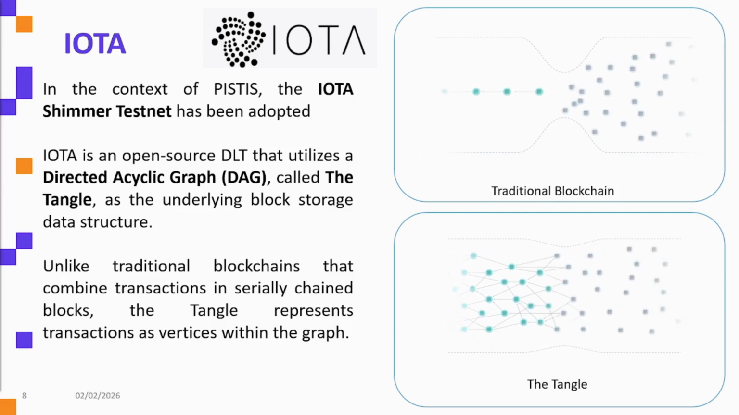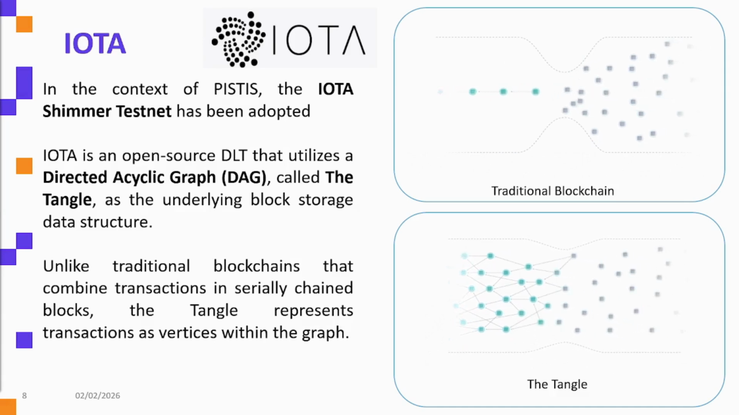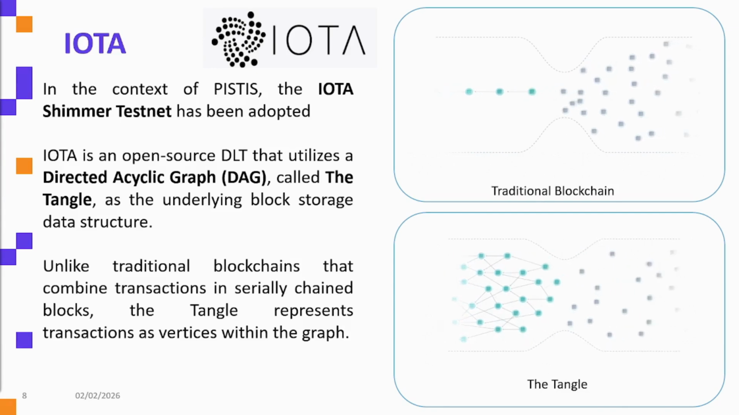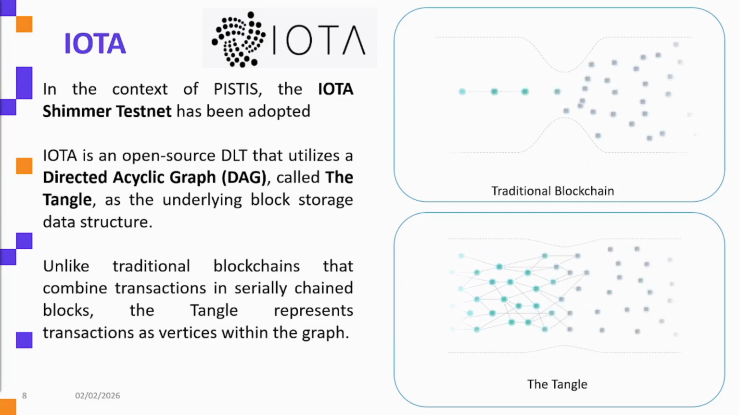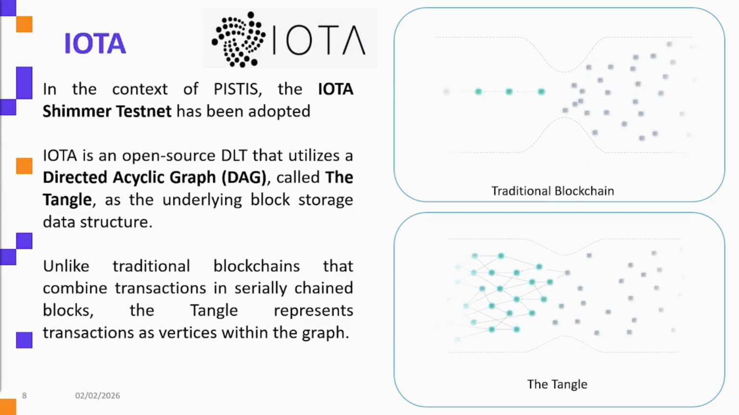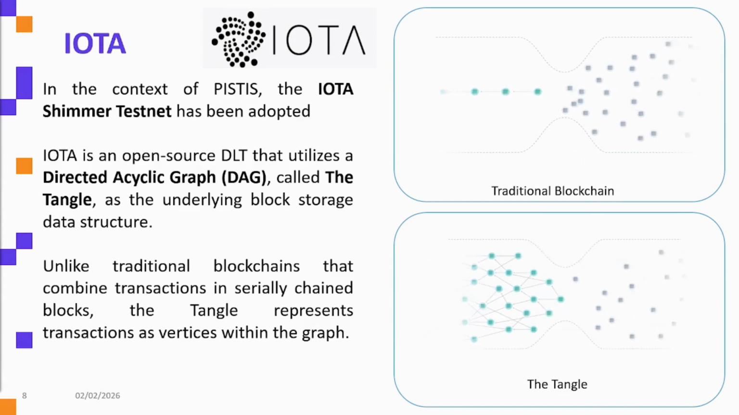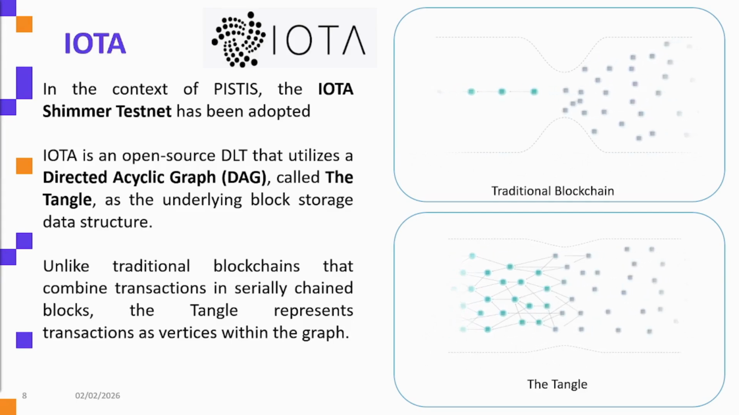At the core of IOTA lies a revolutionary data structure called the Tangle, a directed acyclic graph serving as the ledger's underlying data storage structure. Unlike traditional blockchains that organize transactions into linear sequences of blocks, the Tangle is a structure where multiple transactions can be processed simultaneously, storing them as vertices in the graph.